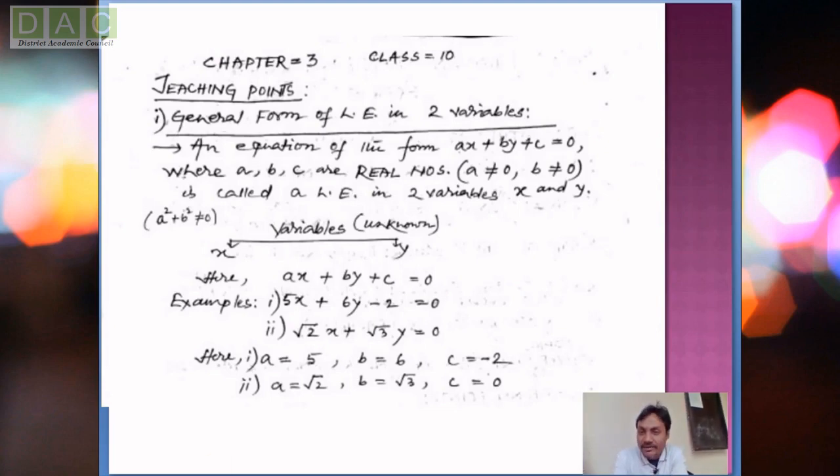Once again we can repeat the general form of linear equations in two variables: ax plus by plus c equals 0, where a, b, c are real numbers, a not equal to 0, b not equal to 0. This is what is called a linear equation in two variables. Alright.